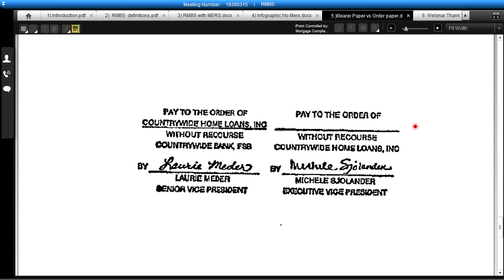Again, the more educated we are in understanding the requirements of law, the better we are going to be able to proceed in this fight. By understanding that these documents belong to order paper and not bearer paper is a big step in and of itself.